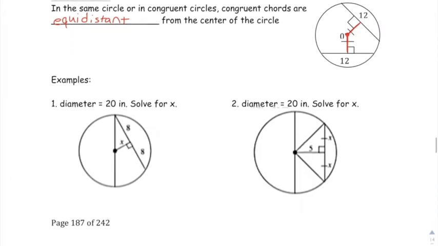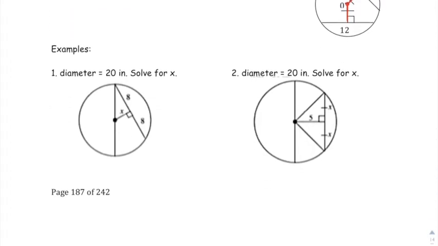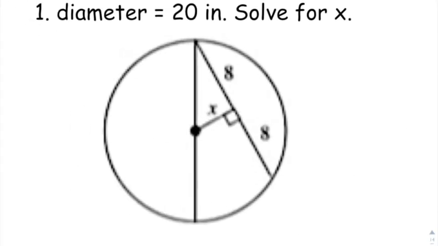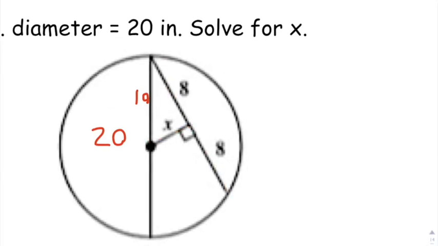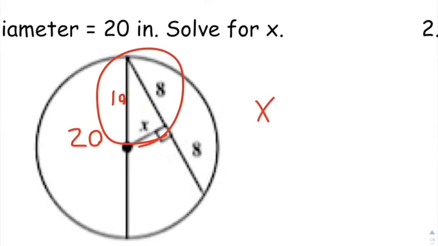So now we're just going to use all the different theorems that we talked about here. Let's check this out. The diameter is 20 inches, solve for x. This whole entire diameter is 20, so the radius right here should be 10. And it looks like you have a perpendicular bisector going on right there, so we're going to use the Pythagorean theorem with those sides. So we'll go x squared plus 8 squared equals 10 squared.